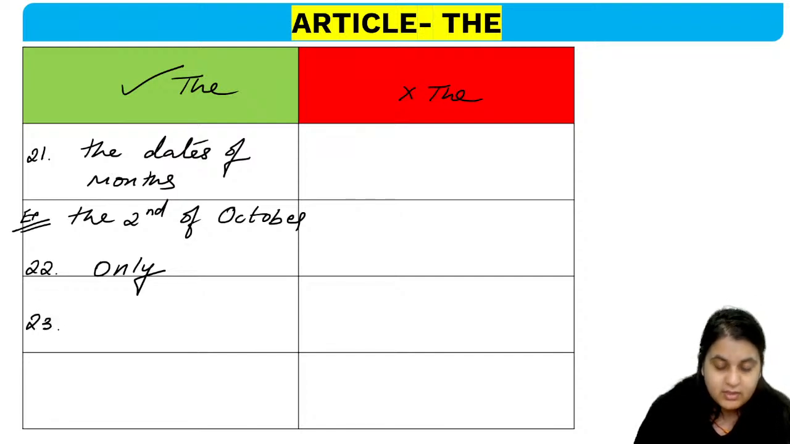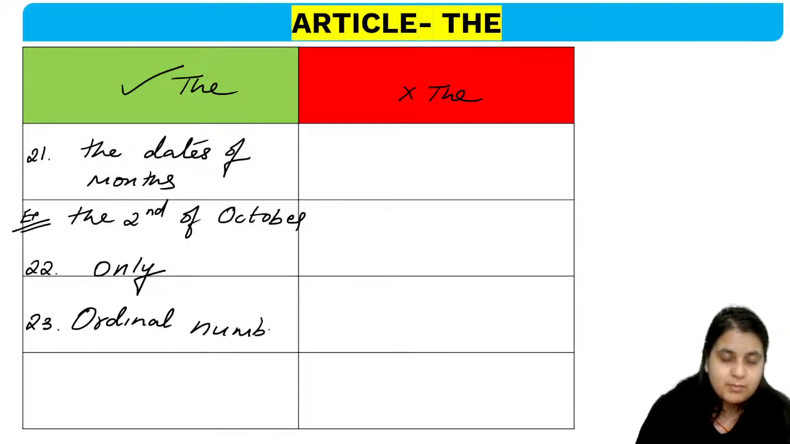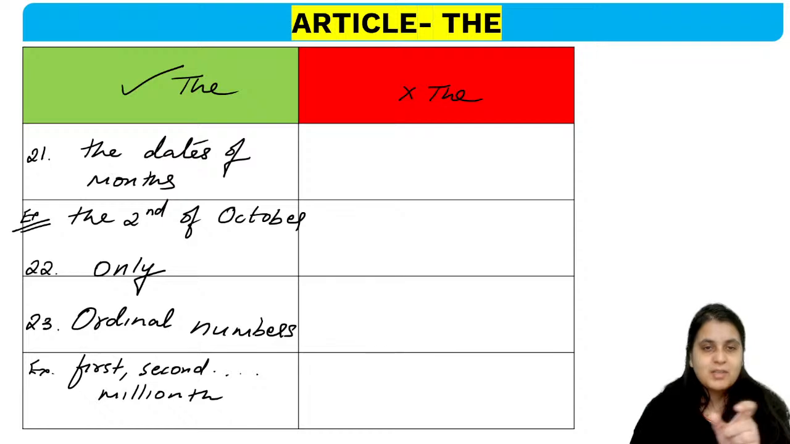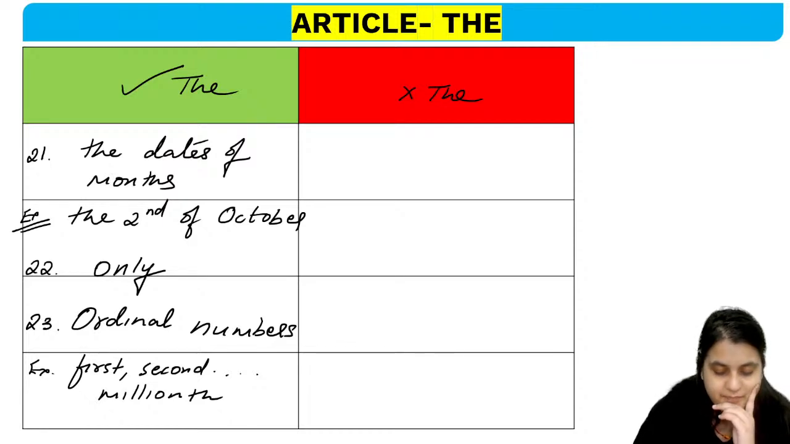Next one. You use the before ordinal numbers. Okay, for example, ordinal numbers का example क्या है? For example, first, second, okay, millionth. I'm telling you for the millionth time. Okay, this is the first time I ever met her. हाँ, ये सारे rules है. ये सारे वो जितने भी मैंने number किए वो सारे rules है.